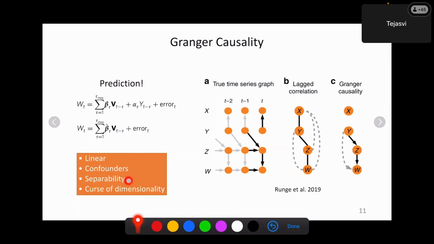And then separability is one more thing that is problematic here. Suppose there is an equation where w is multiplied with y, or where w depends on a non-separable function of y with x, like y times x, or y sine x, or something like that. Then Granger causality would fail. So separability is a necessary condition if you want to perform Granger causality.